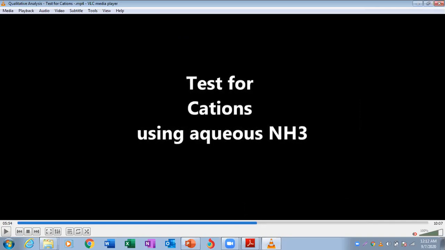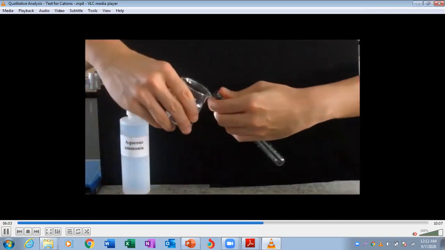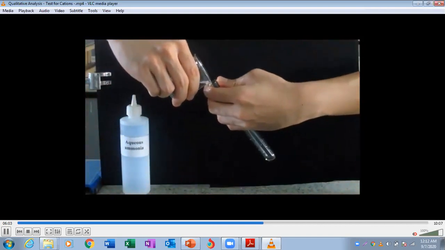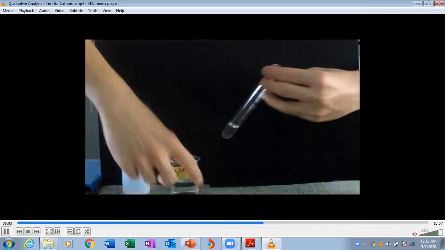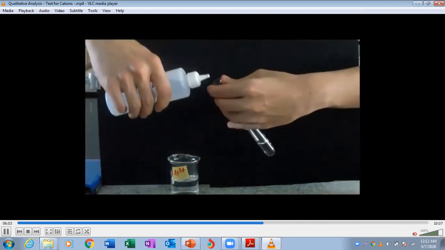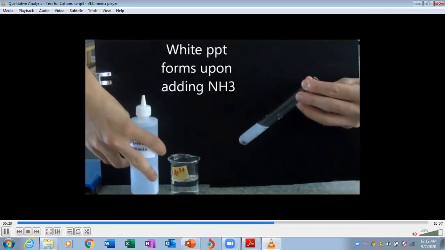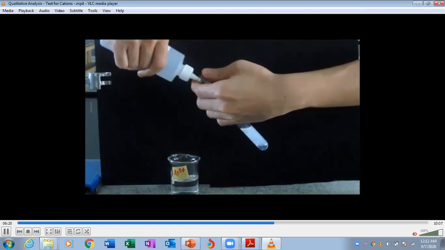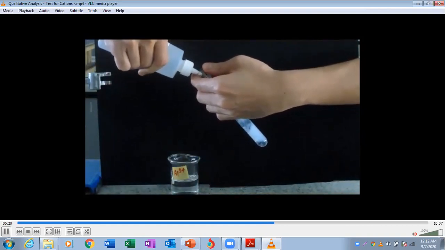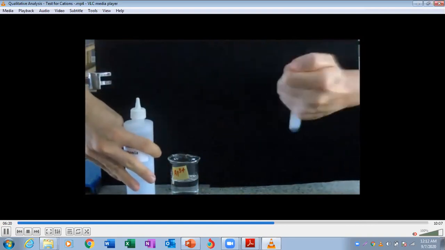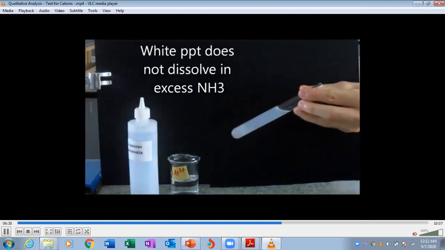Now we are moving to test for the cations using another reagent like aqueous ammonia, because we know that in the case of aluminum, lead and zinc, they were producing a white precipitate in sodium hydroxide solution. Now we are reacting these solutions with aqueous ammonia. Again a white precipitate, the same result as sodium hydroxide. We add some more aqueous ammonia, still a white precipitate. But in the case of sodium hydroxide, the white precipitate dissolved.